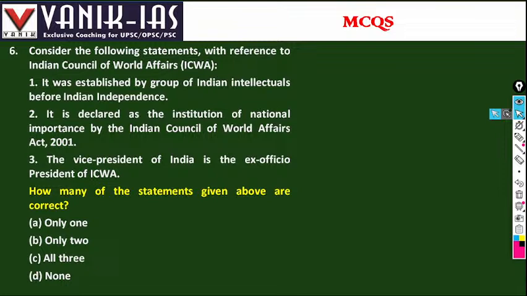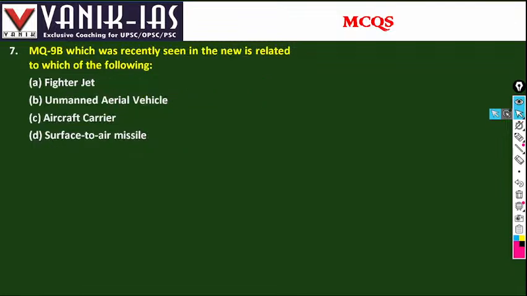Consider the following statements with reference to the Indian Council of World Affairs. It was established by a group of Indian intellectuals before Indian independence. That is right. It is declared as an institution of national importance by the Indian Council of World Affairs Act, 2001. That is right. The Vice President of India is the ex-officio president of the ICWA. All three are correct.